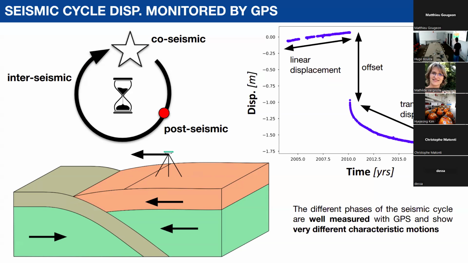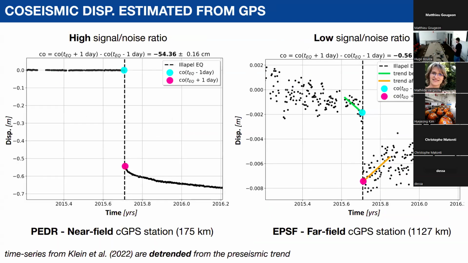So these different phases of the seismic cycle are very well measured with GPS, and they have very different characteristic motions: a linear trend, an offset, and a transient displacement. So how do we estimate these quantities in GPS time series? Here is an example for two GPS stations facing the Illapel 2015 earthquake. This station is in the near field and this station is in the far field.